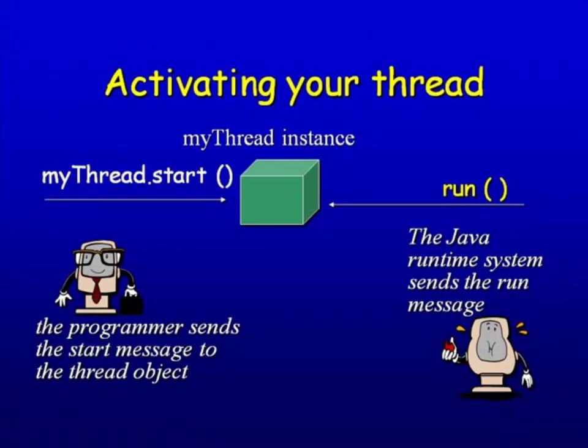Now, to actually trigger the execution of the thread, what we need to do is tell the thread instance to start. So we send it a start message, which then indirectly works its way down through the operating system, which then turns around and executes our run method. So it's basically a two-step process. You say to your object instance start, and at some point in time later, the operating system will execute that code based on your run method.